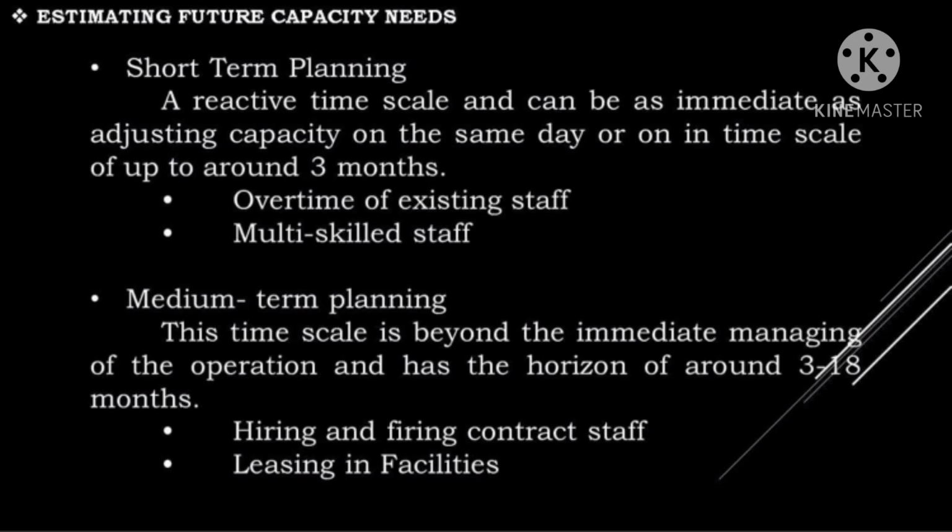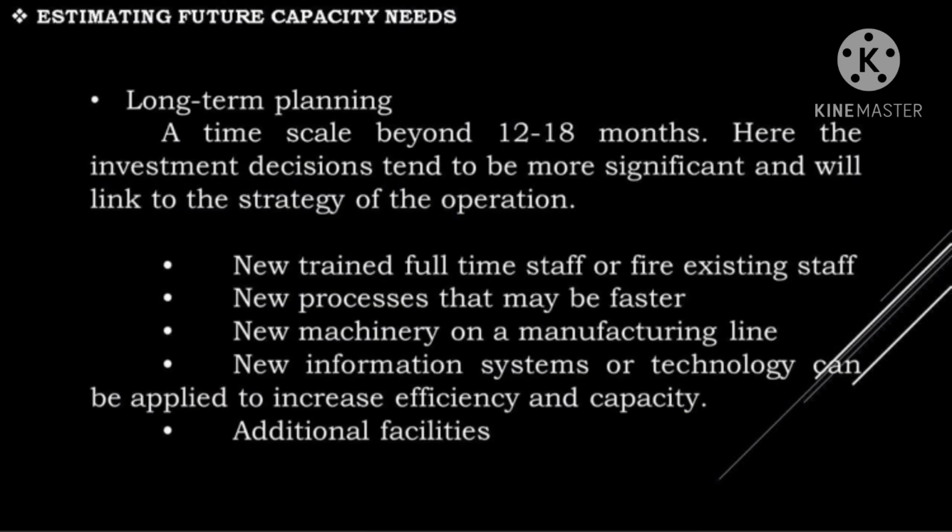Medium-term planning. This time scale is beyond the immediate managing of the operation and has a horizon of around 3 to 18 months. Hiring and firing contract staff. Leasing in facilities.